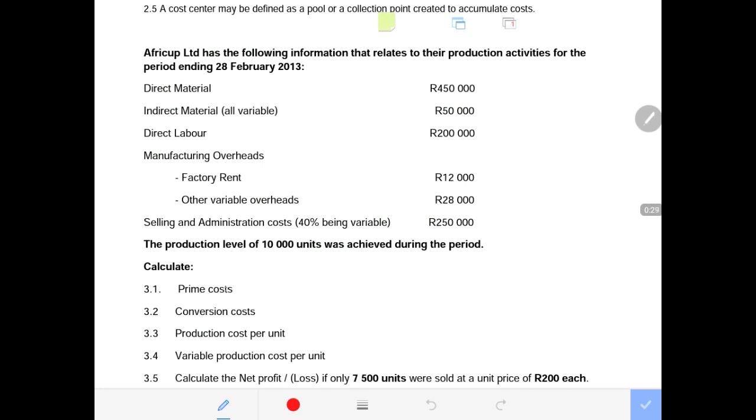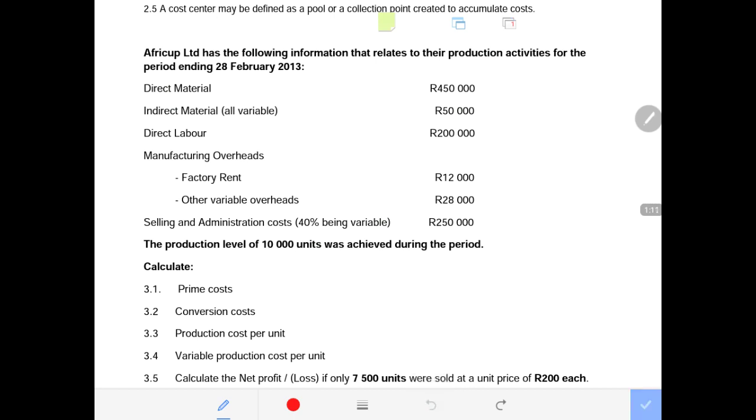We are required to calculate first the prime cost, which is direct material plus direct labor. Then after we go to conversion cost, which is direct labor plus manufacturing overheads. Then we calculate our production cost per unit, and our variable production cost per unit. Then we are to calculate the net profit or loss if 7,500 units were sold at a unit price of 200 each. So these are the 5 requirements that we have.